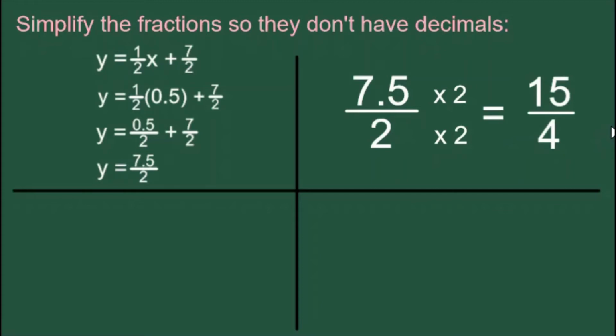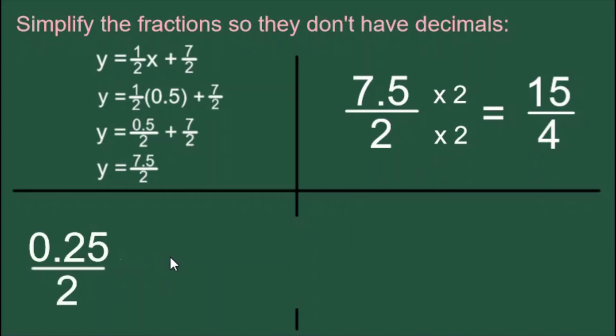7.5 times 2 is 15. And 2 times 2 is 4. So I now have the improper fraction 15 quarters. This is more acceptable. It could still be simplified a bit by converting it into a mixed number, but that's not what this video is about. Let's do a couple more examples to make sure that we understand what to do.